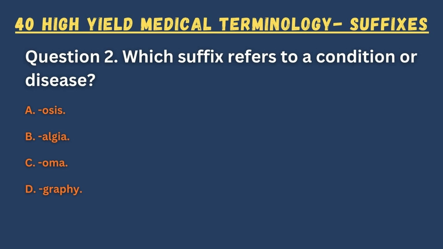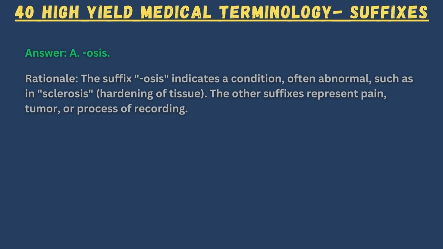Question 2. Which suffix refers to a condition or disease? A. Ossis. B. Algia. C. Oma. D. Graphy. Answer: A. Ossis. Rationale: the suffix ossis indicates a condition, often abnormal, such as in sclerosis, hardening of tissue. The other suffixes represent pain, tumor, or process of recording.